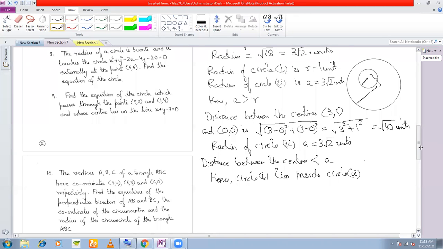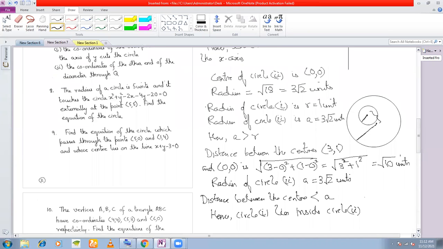Okay, so we have two things to show. First of all, that the radius of one circle is greater than the other. And what was the other thing that we showed? That the distance between the centers is less than the radius of one of the circles, right? Okay, so we can move on to the next question now. Yes, sir.